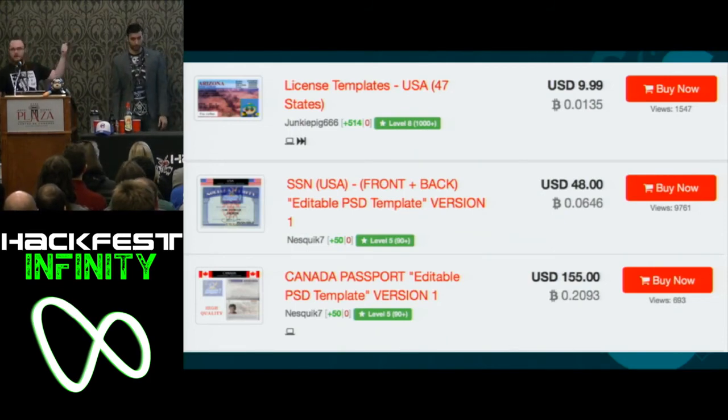Yeah, here. You can become a vendor now. You can sell fake ones on here because you have the PSD template that looks real as hell. All you need is some good paper, that expensive Kinko's card stock.